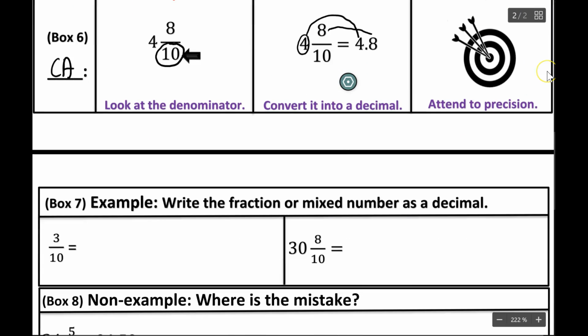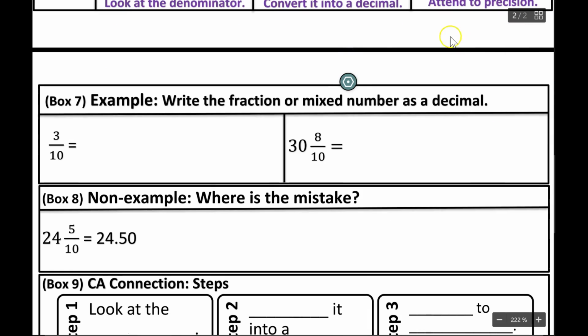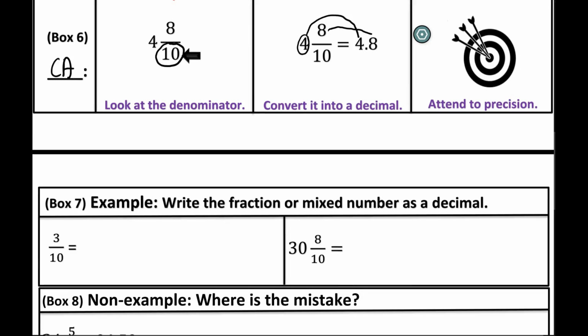Going on to box 7, our example. Our example problems read: write the fraction or mixed number as a decimal. The first thing I'm going to do is look at my step 1. Step 1 says look at the denominator. I have a 10 right here. That's a 10. Now step 2 says convert it into a decimal. I'm just going to write it as 0.3.